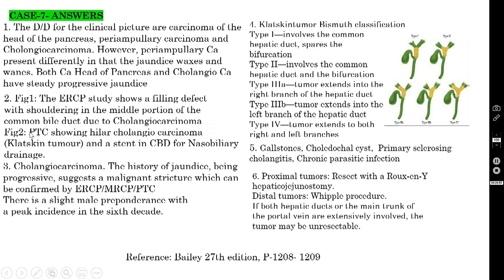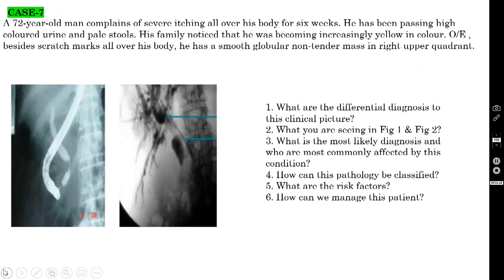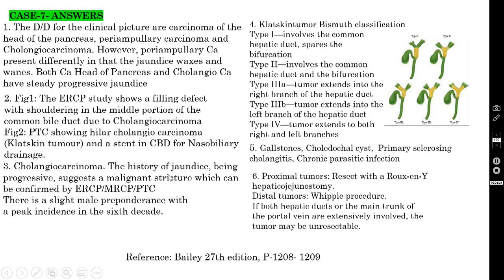In figure 2, PTC or percutaneous transhepatic cholangiogram showing hilar cholangiocarcinoma. This is known as Klatskin's tumor, and a stent in the CBD for nasobiliary drainage. Both you can see here. There is a stent in the CBD. Klatskin tumor. What is the diagnosis? It is cholangiocarcinoma. A history of progressive jaundice suggests a malignant stricture, which can be confirmed by ERCP, MRCP, and PTC, percutaneous transhepatic cholangiogram.